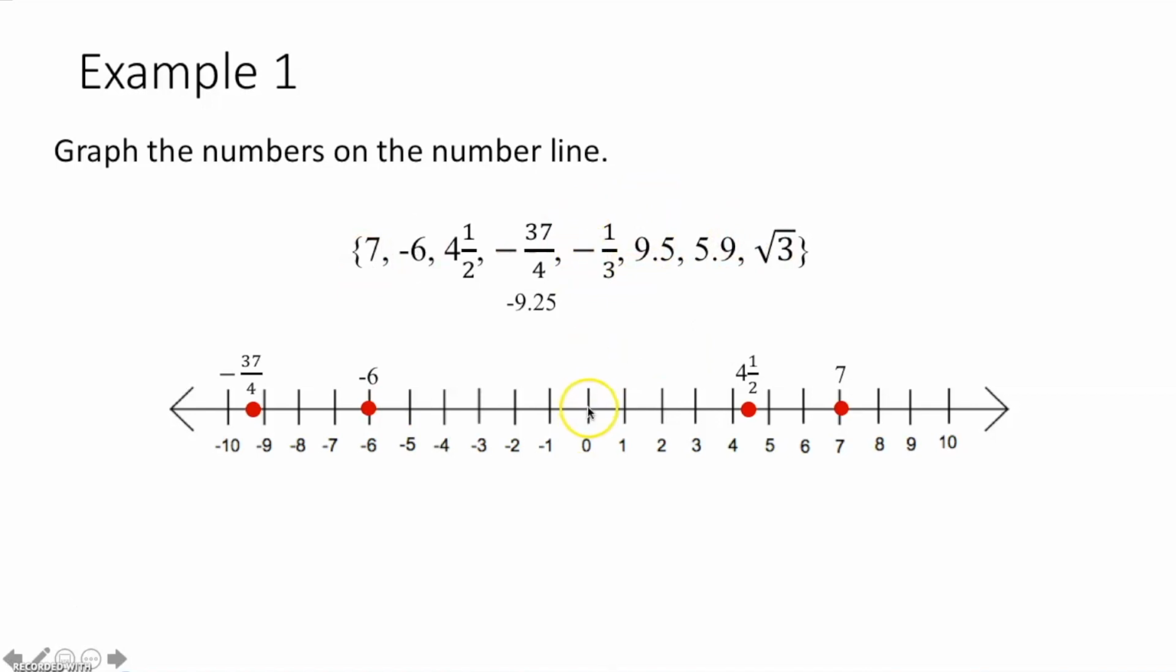Next, we have -1/3. Now, -1/3 is between 0 and -1. From 0, it's a third of the way to -1. So we go a third of the way to -1. We put a point and we're done.